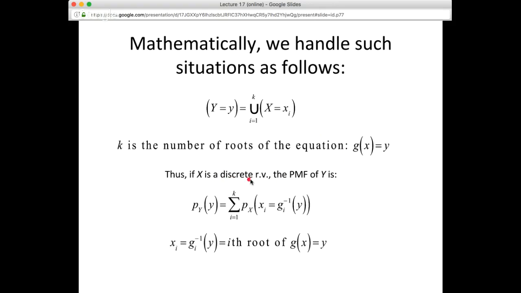If x is a discrete random variable, then these unions of events just work out to being sums of probabilities, of course. And so in that case, the probability that the random variable y is equal to little y is just going to be the sum over all the roots of the probability that the random variable x is equal to g inverse of y for each of those particular roots. So xi equal to gi inverse of y is just the ith root of that equation, g of x equal to y.